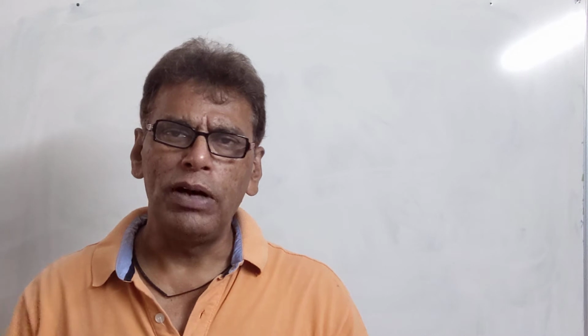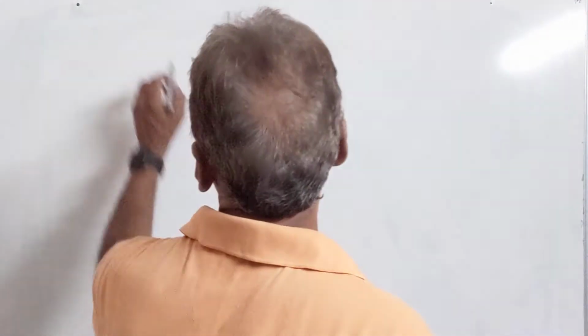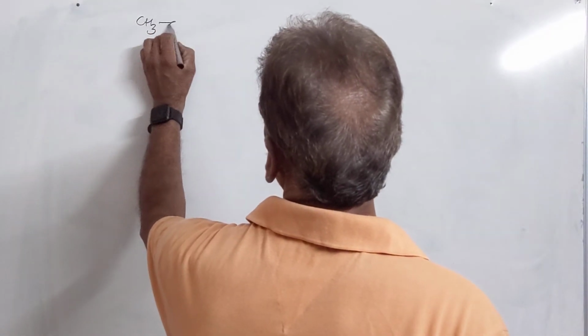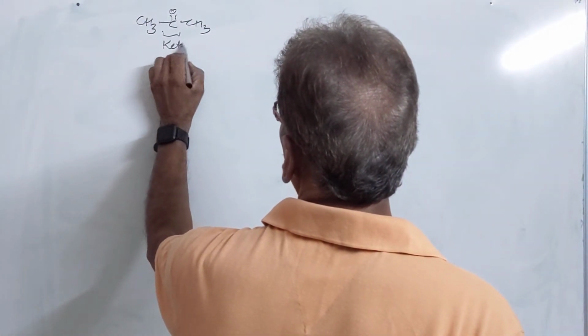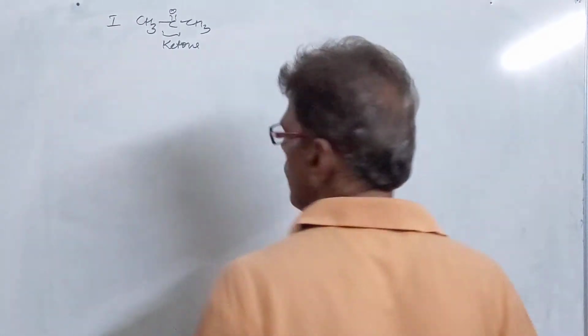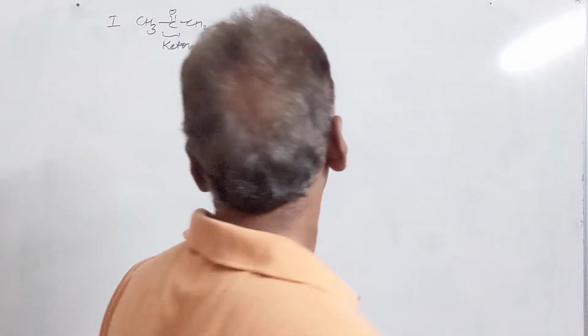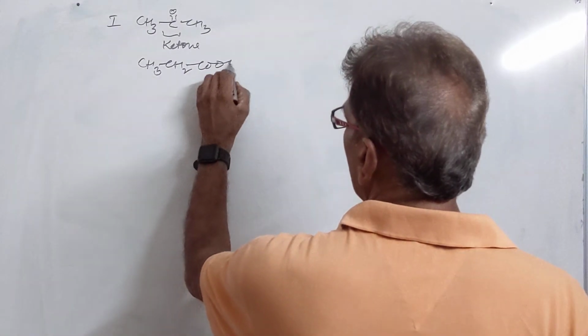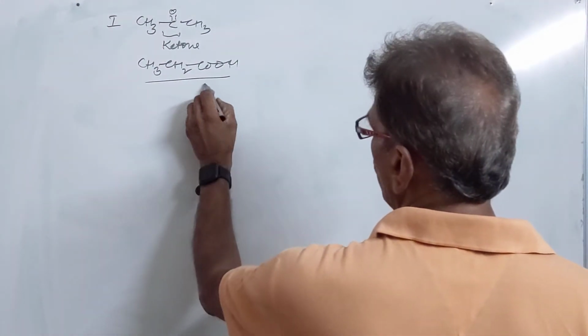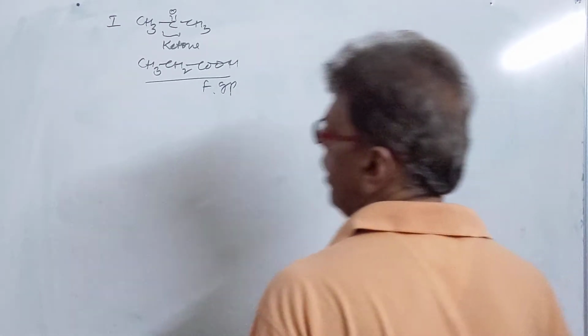Write names and functional group in propanone. Propanone is a 3 carbon compound, where the middle carbon can be changed into a ketonic group. Functional group is ketone. Then we have next, write the functional group and name of the compound. 3 carbon carboxylic acid. This is called as propanoic acid. Functional group is carboxylic group here.